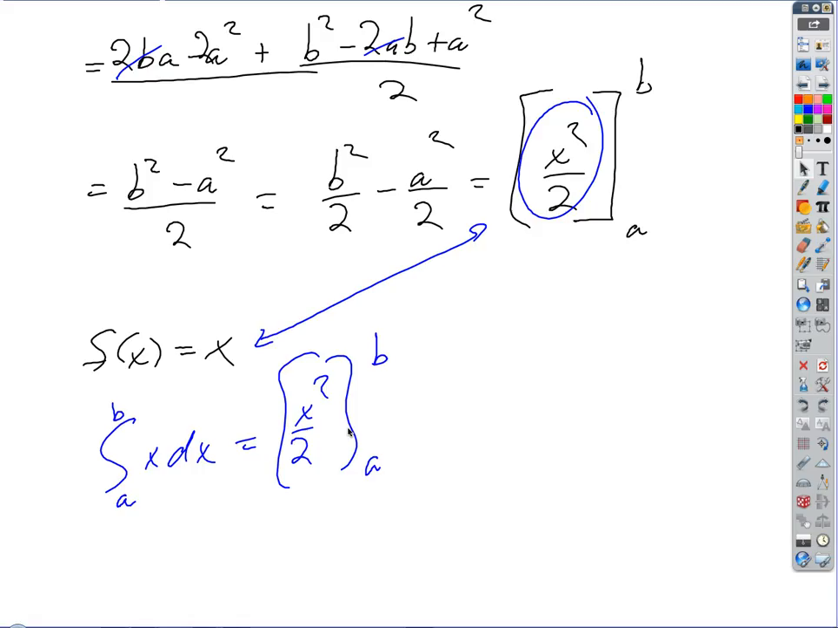Because I'm really just going to end up with x squared over 2 evaluated at b being b squared over 2 plus c, minus the value at a, which would be a squared over 2 plus c. Well, the c's cancel, right? So we don't ever write it because they're always going to cancel. And so we end up with this numerical answer. This is a number now, right? Which represents the area under the curve.